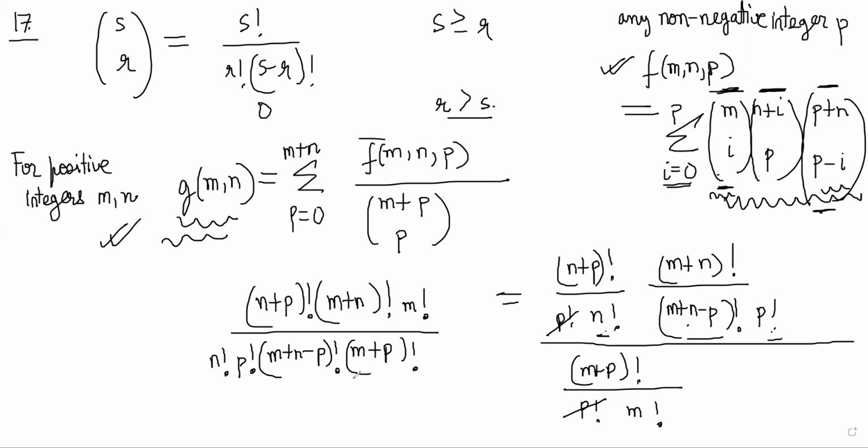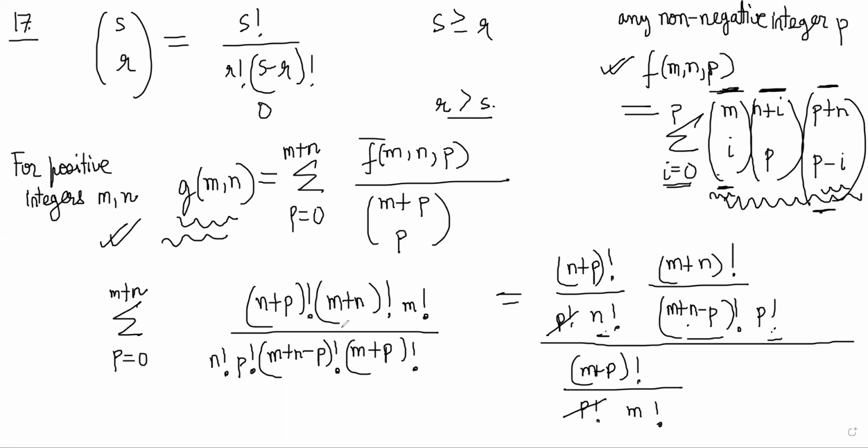Correct. That is what we are getting, and we have to sum over P goes from 0 to m plus n, right? Sum over P. So if it is a sum over P, ideally I want as few terms of P as possible, and I want everything else to come out. Anything that does not involve P, right?